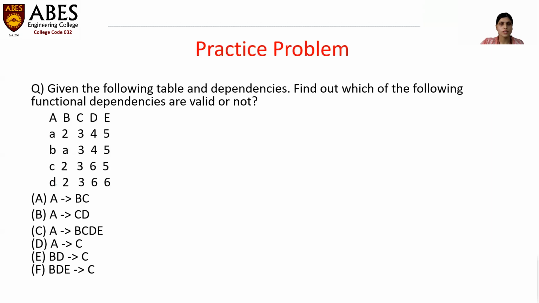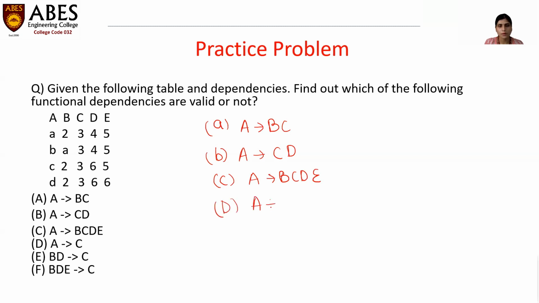Before explaining these short tricks, let's get back to the question. The first option says that from A we can functionally determine B. The next option says that from A we can functionally determine C and D. Option C says that from A we can functionally determine B, C, D, E. And option D says that from A we can functionally determine C. So these are the four options.